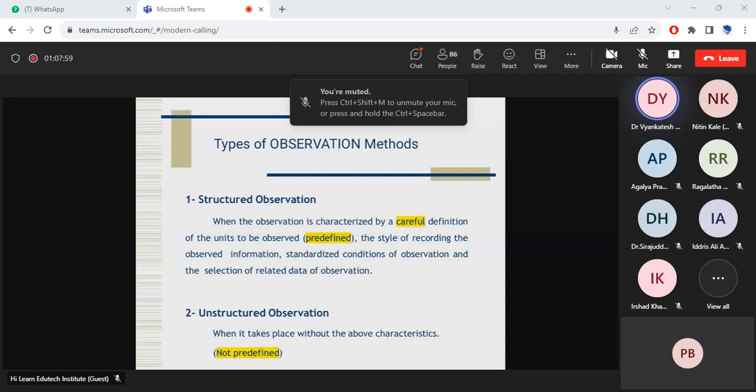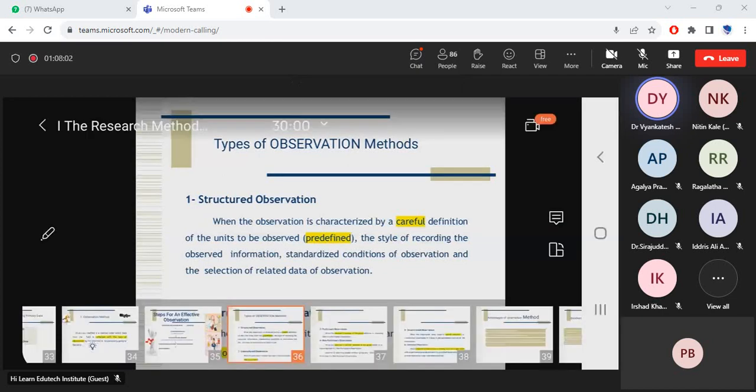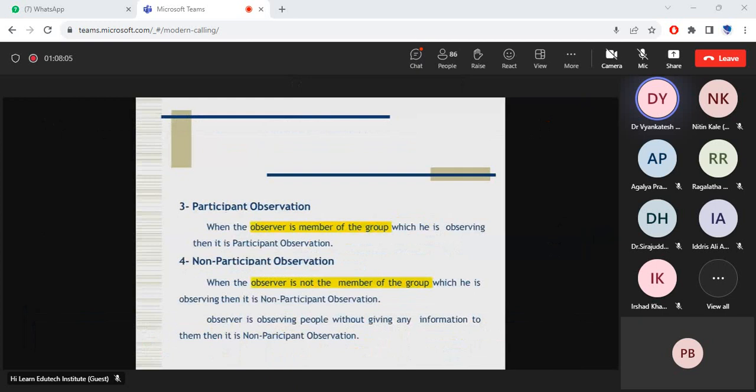So these are the four: participant observation, non-participant observation, structured observation and unstructured observation. Then we go to controlled and uncontrolled observations. When the observation takes place in natural conditions, it is called uncontrolled observation. When observation takes place according to pre-arranged plans and experimental procedure, it is controlled observation, generally done in a laboratory under controlled conditions. So that makes sense.